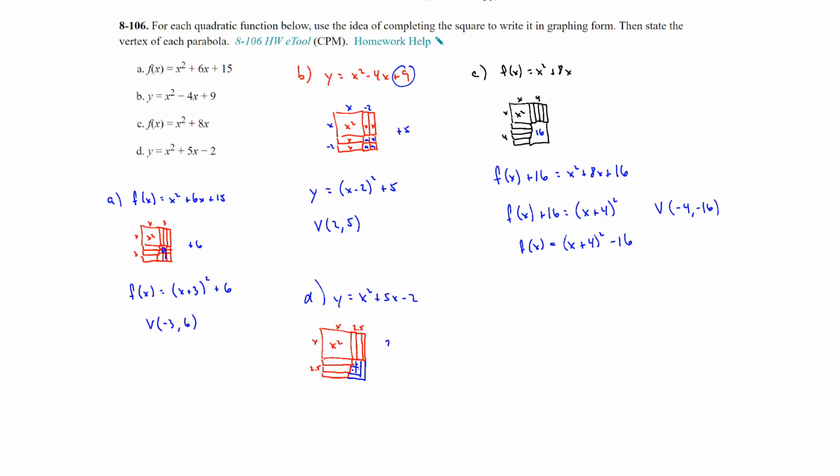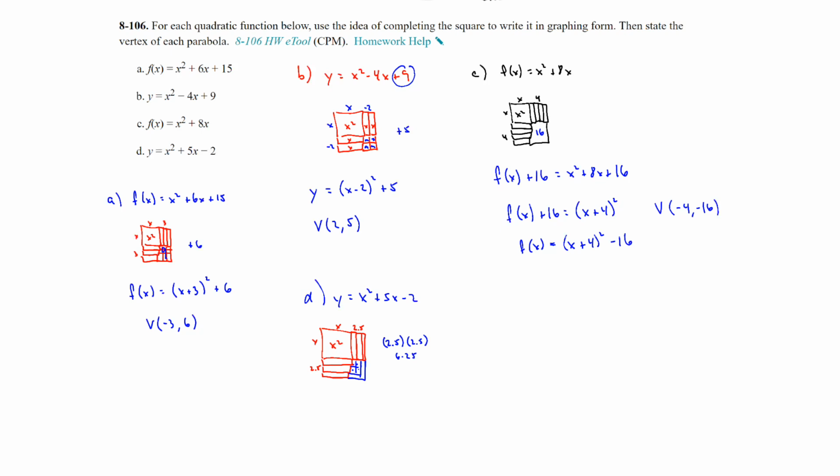So another way to look at that is, to find that bottom right corner, it's 2.5 times 2.5. And that's 6.25. So we need a total of 6.25 of those unit tiles down there.